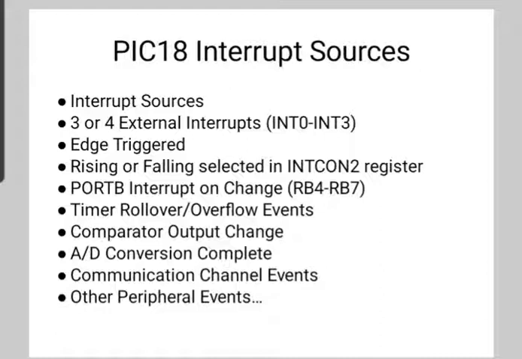Now PIC 18 interrupt sources. So these are 3 or 4 external interrupts, that is INT0 to INT3, edge triggered, rising or falling, selected in the INTCON2 register. Also PORTB interrupt on change, that is RB4 to RB7. Then timer rollover, that is overflow event. Comparator output change, A to D conversion complete, communication channel event. Other peripheral events are also there.